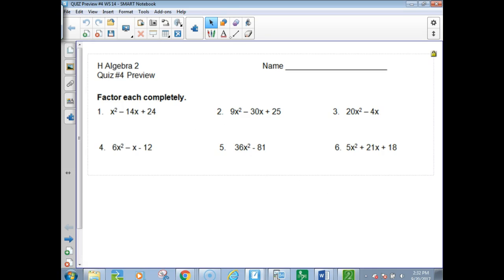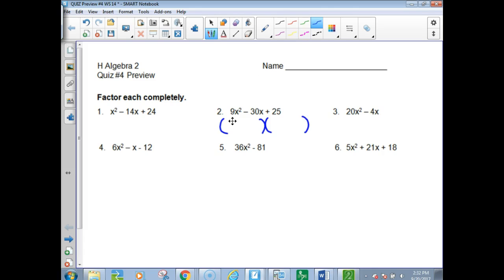Okay, number 2 on the quiz preview, I've been asked to factor. This one is a trinomial. And 3x times 3x is 9x squared. Now, how do I know I'm doing this right? Okay, one's a negative, this is a negative, this is a positive. So these have to have the same sign, because when you multiply the 5 and the 5, you got to get positive 25. And then I recognize that this middle term is the doubling of the product of these two numbers.